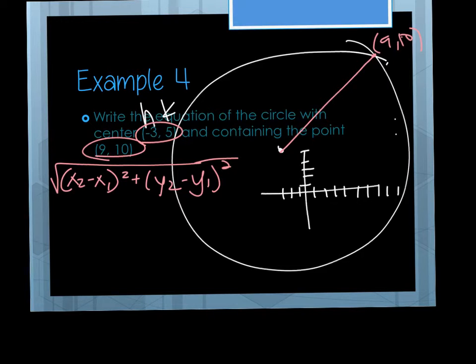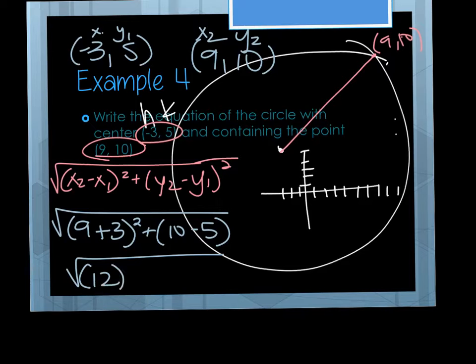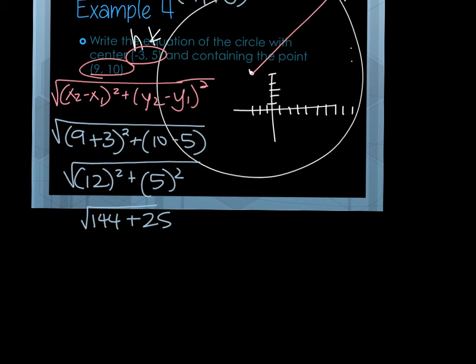Yeah. So I could say that this -3, 5, which is my center, is my x1, y1. And I could say 9, 10 is my x2, y2, and plug it in. So the square root of 9 minus a -3 becomes +3, squared, plus 10 minus 5. I get the square root of 12 squared plus 5 squared. The square root of 144 plus 25. Square root of 169, which is 13. So this represents the segment that would connect the center to a point on the circle, which is your radius.